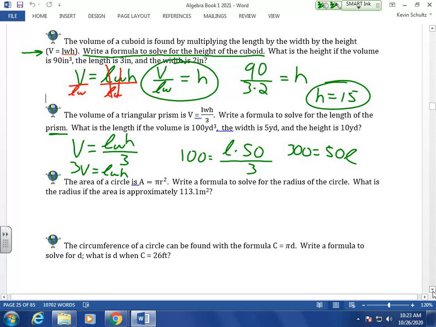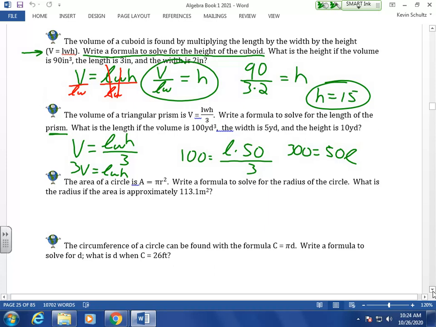And then what would I do from there? Going in with the one on the right here, how would I get L by itself? 300 equals 50 times L. How would I get L by itself? Caleb? Divide 300 divided by 50. Divide both sides by 50.